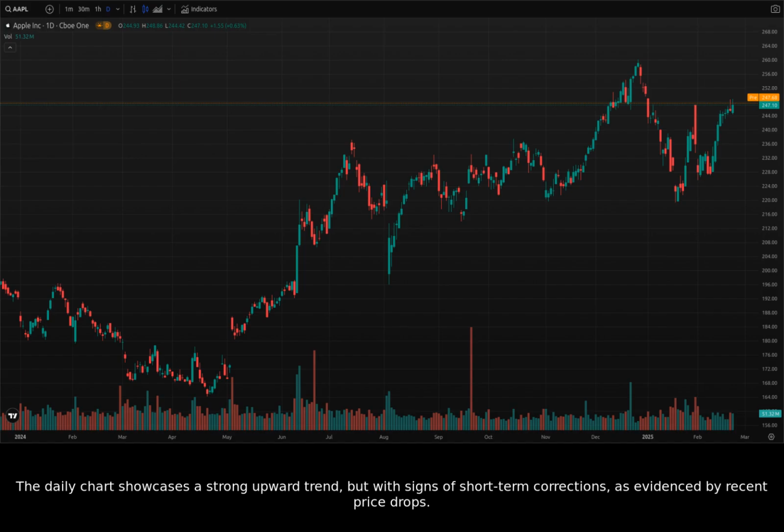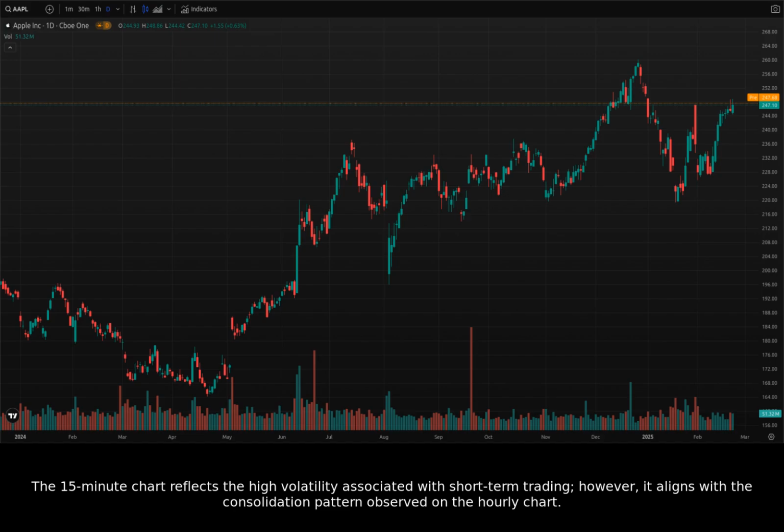The daily chart showcases a strong upward trend, but with signs of short-term corrections, as evidenced by recent price drops. The 1-hour chart reveals short-term support and resistance areas, suggesting potential consolidation before a larger move. The 15-minute chart reflects the high volatility associated with short-term trading. However, it aligns with the consolidation pattern observed on the hourly chart.